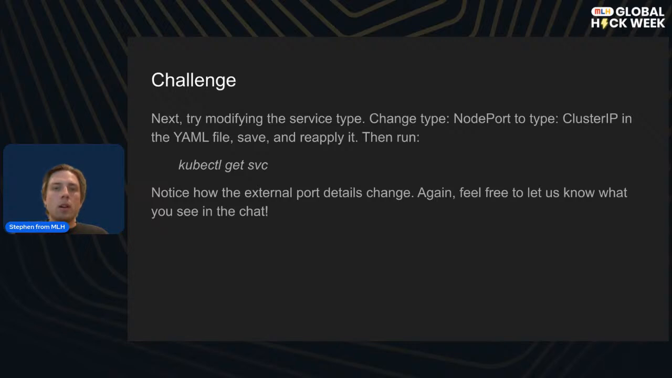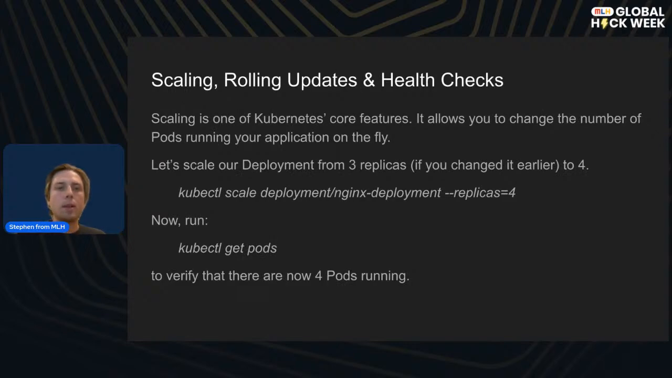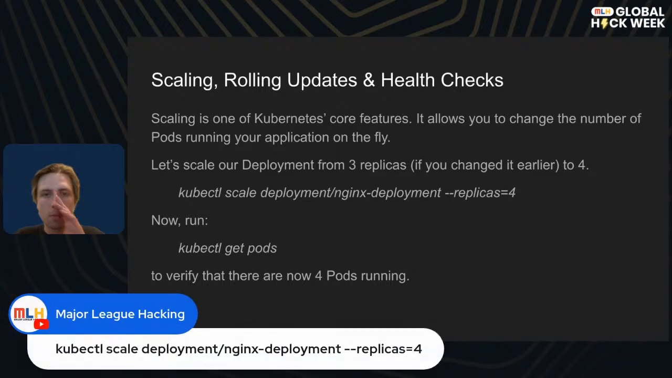All right, so let's talk a little bit about scaling, rolling updates, and health checks. First, we're going to talk about scaling, okay? It helps you change the number of pods running your application on the fly. So instead of going back into our YAML file, we can just use a command in the terminal. We're going to use kubectl scale, and that's the scale command. We'll type in our deployment name, which is nginx-deployment, and then replicas=4. That should set the pods to have 4 replicas.